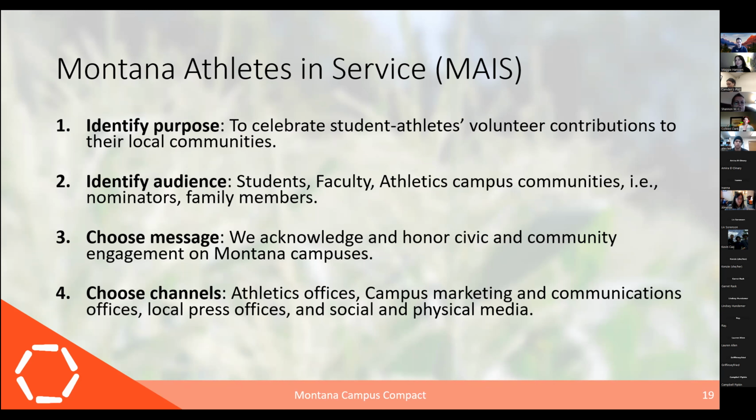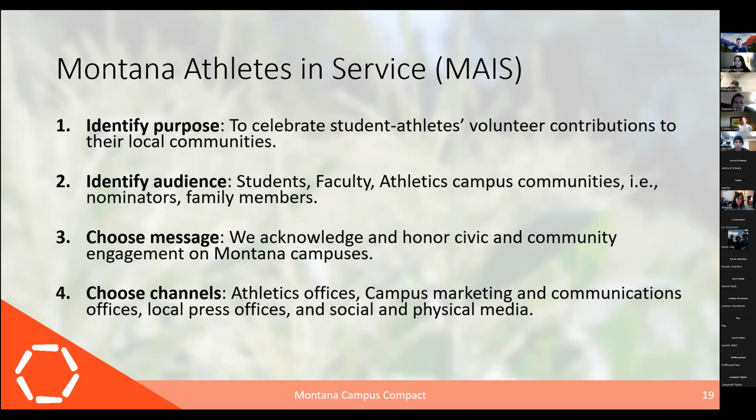And then the channels that we typically go through to do that are athletics officers and campus marketing and communications officers, who I will tell you now are your best friends. Make sure you reach out to them. They really want this stuff. They really want to be able to promote their colleges and the work that they do to the students. It helps with brochures, and with promoting and generating interest in scholarships and whatnot. You can expand that a bit further and look at local press offices as well.